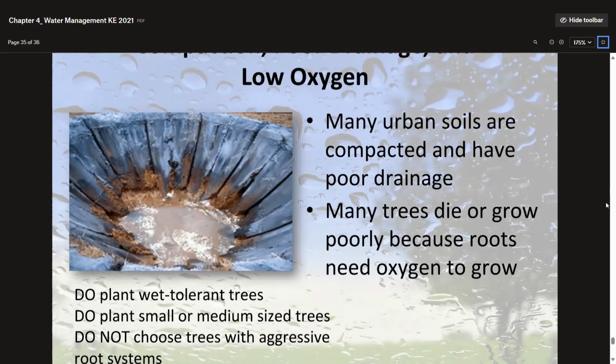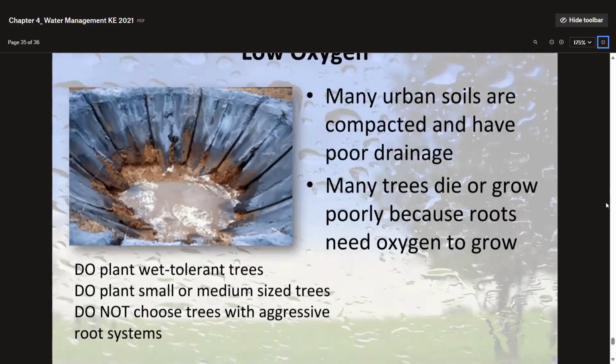Don't choose trees with aggressive root systems, and plant shallower, so you're not going as deep with that tree. You're going to be coming up in the root ball and mounding dirt over the top and spreading it out as opposed to putting it deep in the soil. Never a really great idea to plant trees deep, but we'll get into that in another chapter.